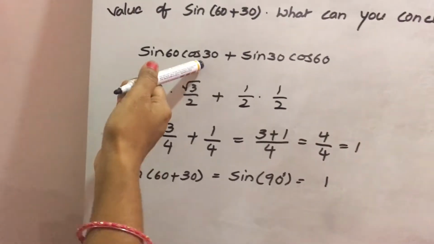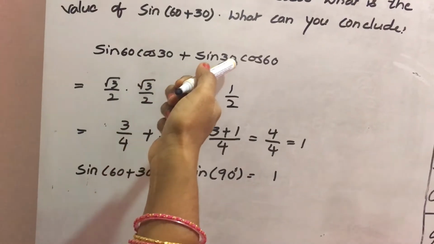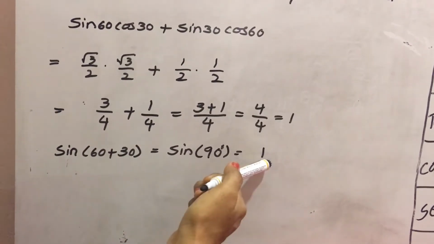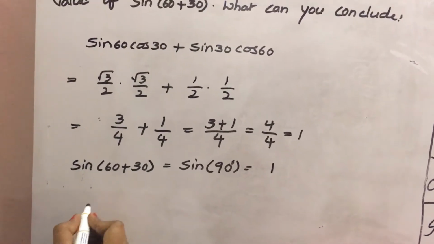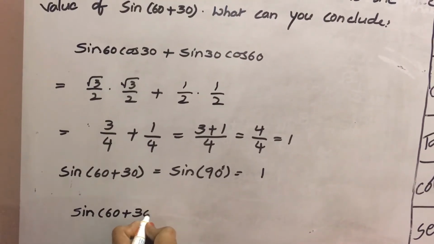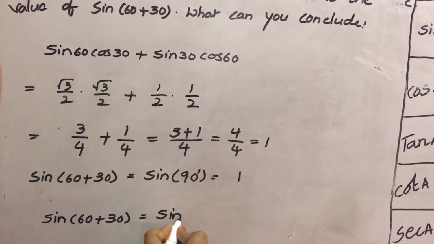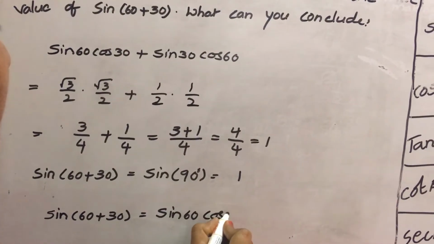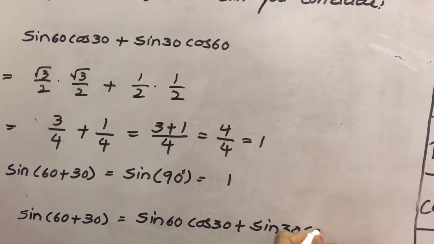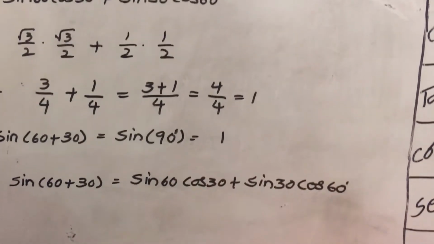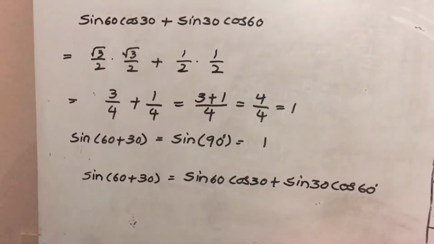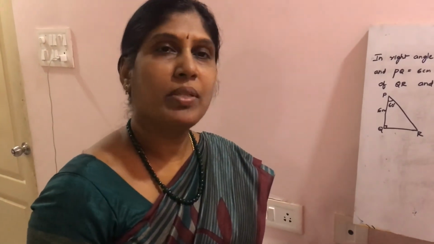Now observe these two. Sin 60 into cos 30 plus sin 30 into cos 60 value is 1, and also sin 60 plus 30 is also 1. Now we can conclude that sin 60 plus 30 is equal to sin 60 into cos 30 plus sin 30 into cos 60. In this way, we can conclude the result. Now let us see one more problem in second exercise.